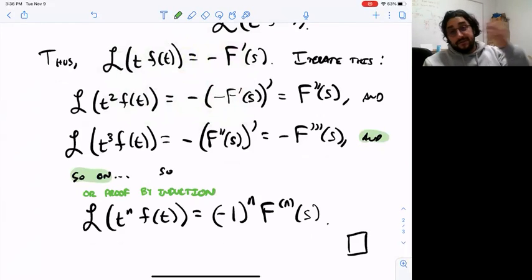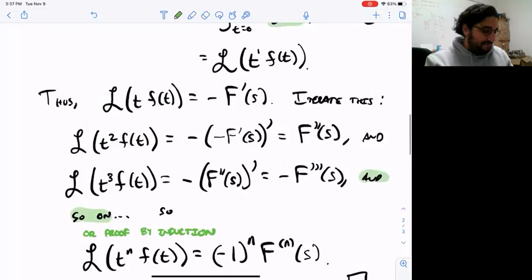So what we did for n equals 1, or n equals 0 actually, you could take that as the base case and then do an induction proof, right? So assume that it's true for some arbitrary n, show that it's still true for the next one. At the end of the day, it's essentially equivalent to what we did here.